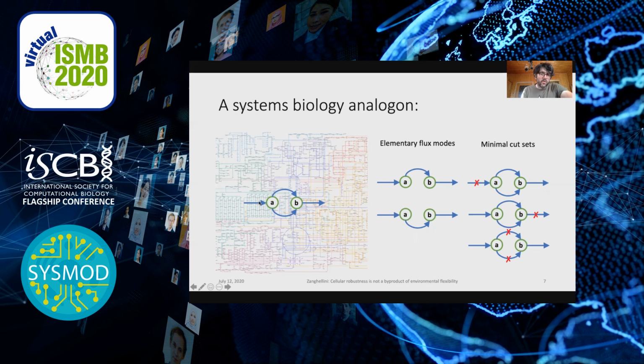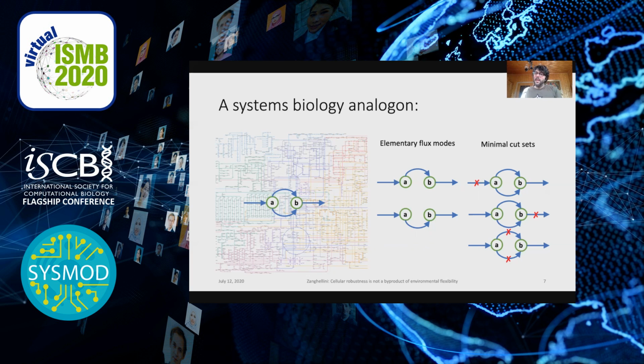So how does it work? Here's a tiny metabolic network. Our flux is coming in, and here's our growth and metabolites A and B, and there are two parallel pathways. So basically, we have two elementary modes, one this way and the other one this way. And this characterizes everything the cell can do.